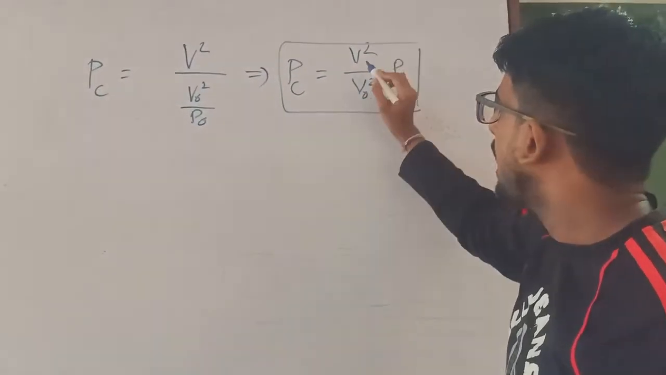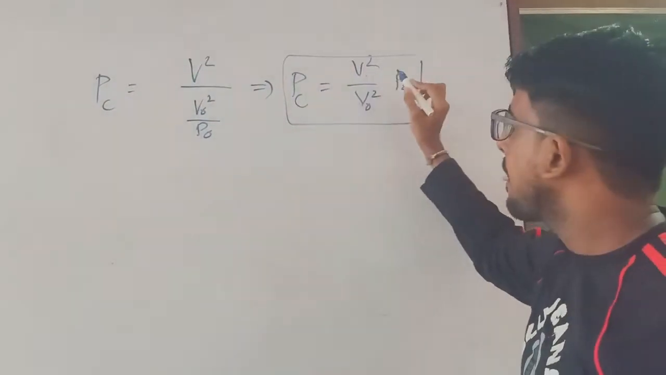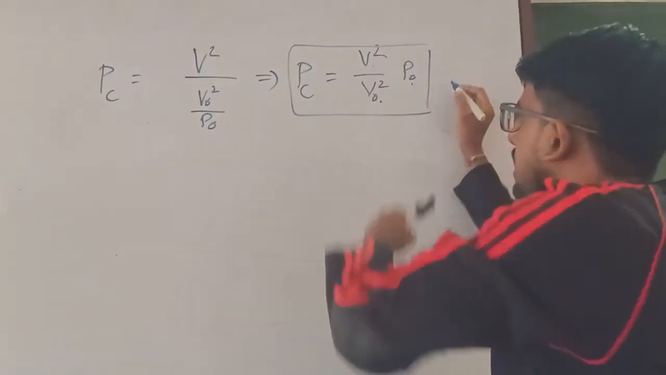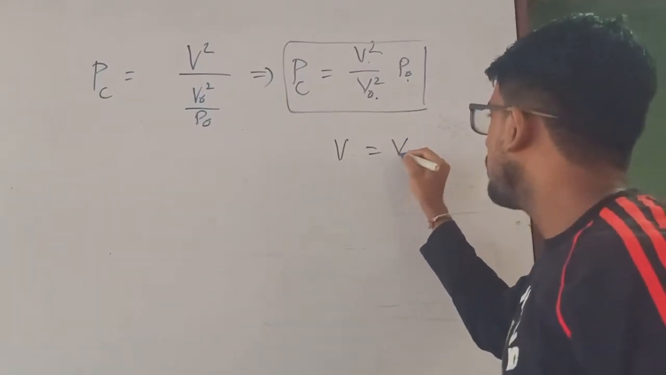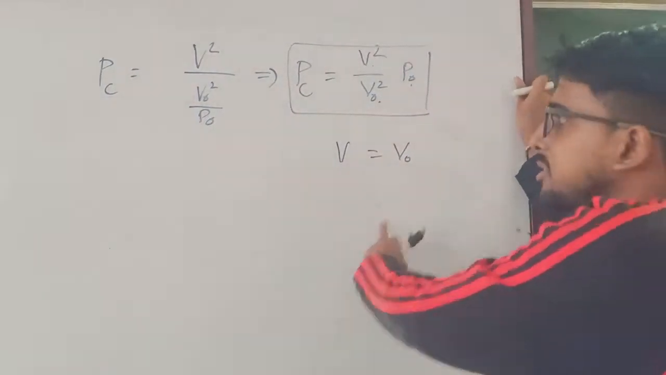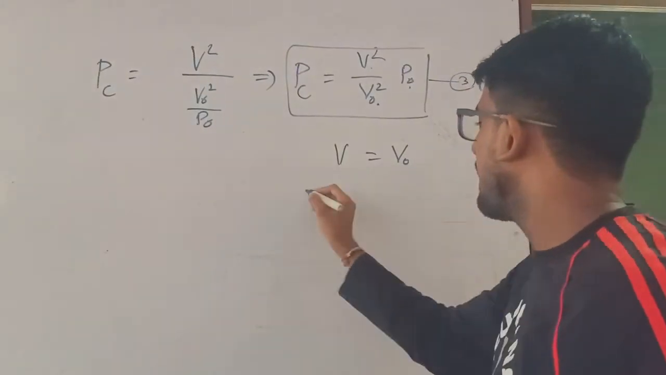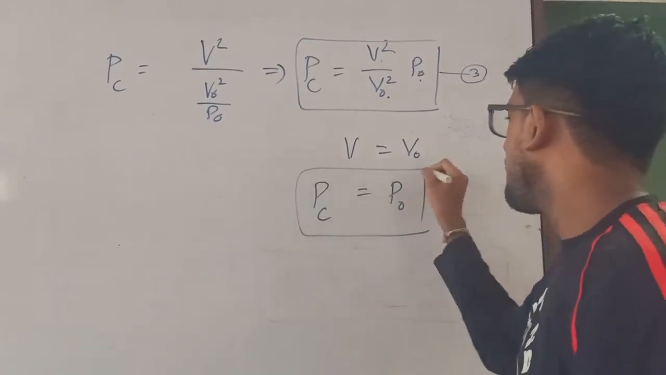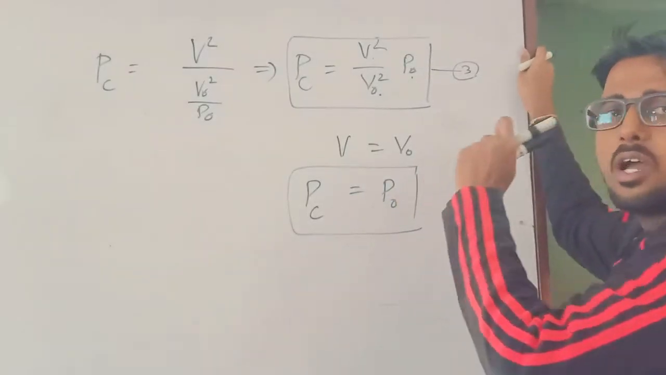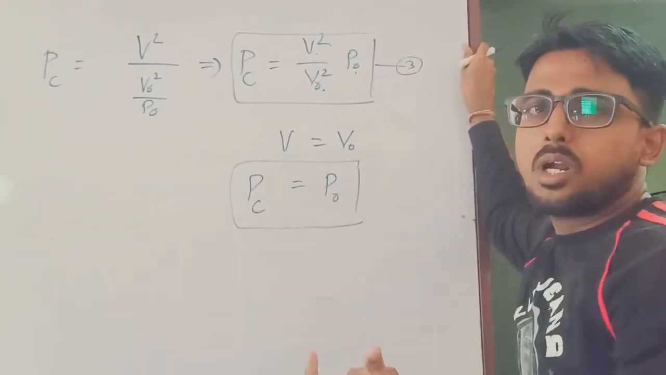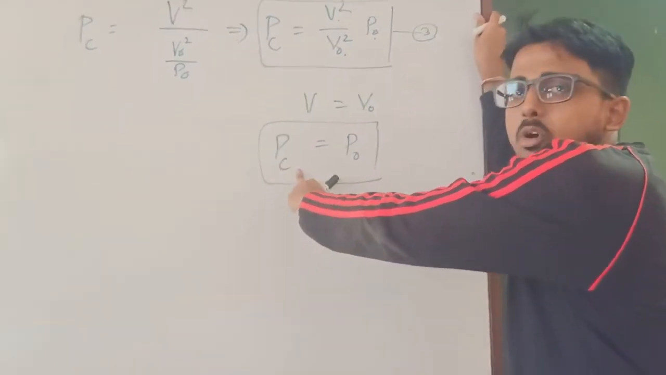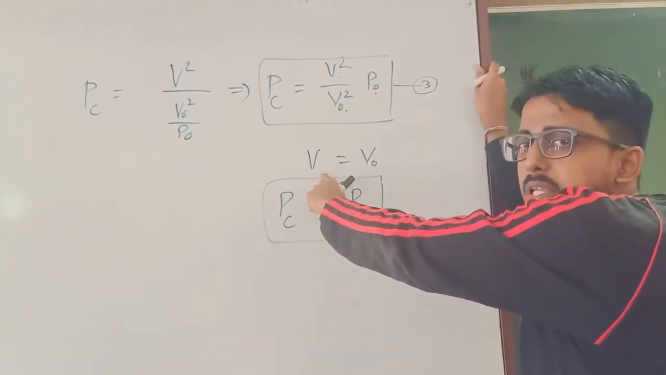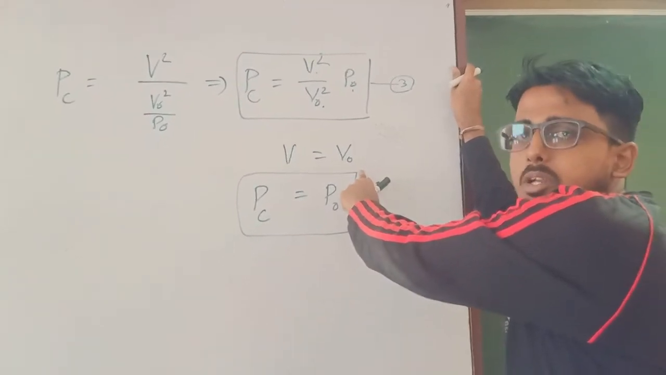So if we apply voltage V and there is a rating written over the bulb V naught, and these two are equal, that means the applied voltage equals the voltage rating given by the manufacturer, then from this equation 3 we can calculate that the power consumption by the bulb will be equal to the power rating given by the manufacturer. So in this case we get the actual power. If we purchase a 100 watt bulb, then the power consumption by the bulb will be equal to 100 watt, when we apply a potential V which is equal to the rating given by the manufacturer.